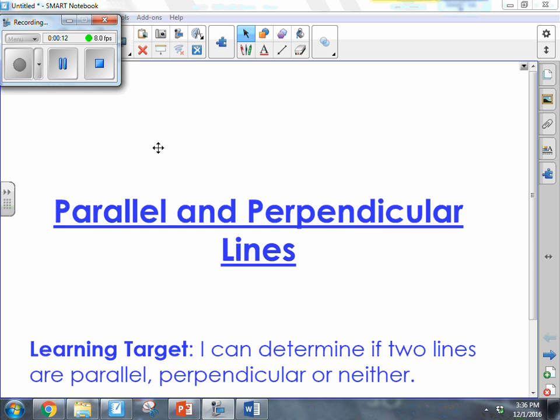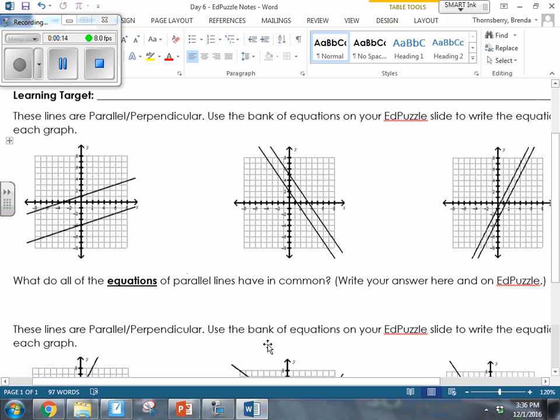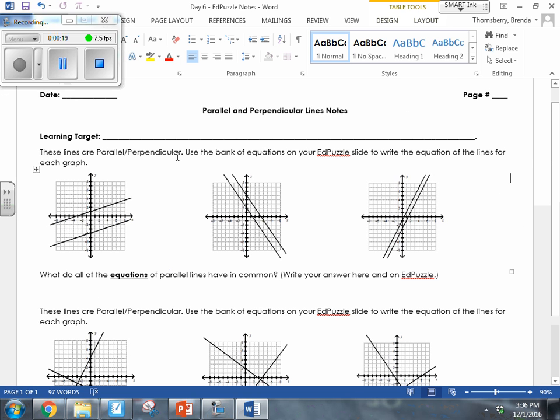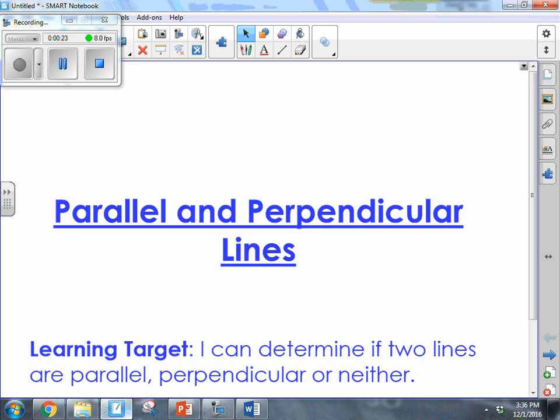So the first thing I want you to do is you've got a sheet that looks like this. I want you to fill in the date, the page number, and the learning target. Obviously the title's already there, so take a minute and do that. If you need to pause this, you may.